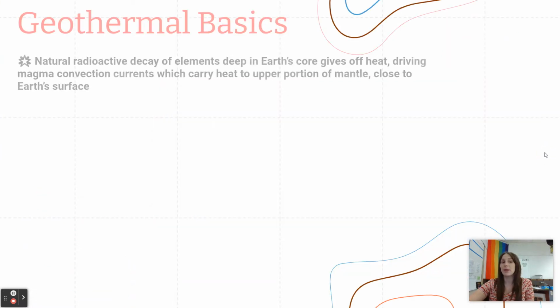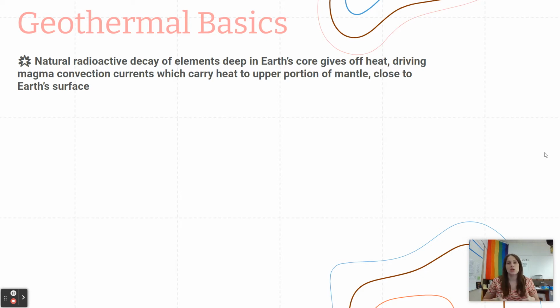So let's start with some basics of just what geothermal is and how we can use it. If you remember back in Unit 4, we talked about how we've got the Earth's core, which is going to be very hot, and we've got the different layers as they come up. Earth's core gives off a lot of heat, and that's just due to natural radioactive decay of the elements that are deep in this core.